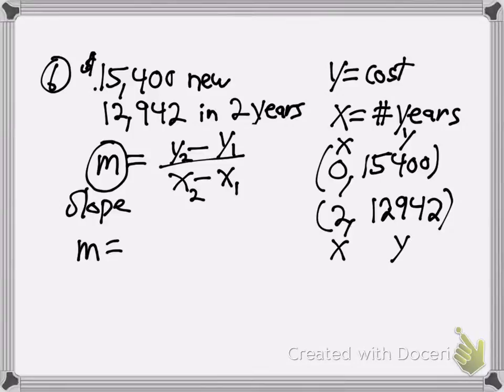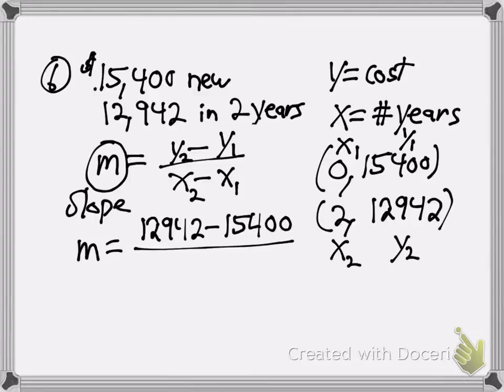Let me walk you through it. I'm going to do the slope formula twice. Once the old way with all 4 numbers I'm going to plug in. This will be my y2, x2, x1, y1. So y2, 12,942 minus 15,400 over 2 minus 0. Everybody tracking with me? y2 minus y1 over x2 minus x1.